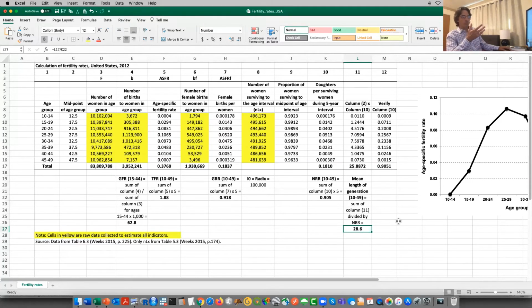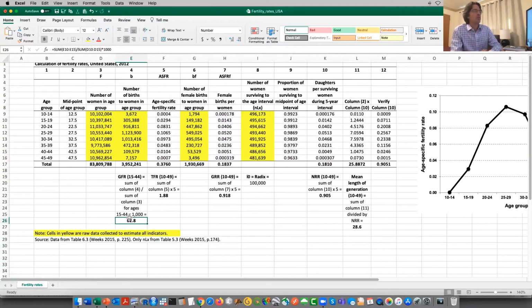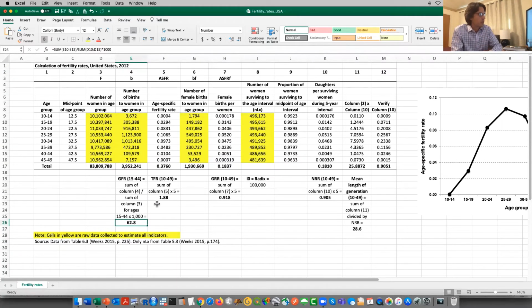Right? And what's important for us to know, if you have this spreadsheet, you can pretty much just enter the numbers in these yellow cells, and the spreadsheet will calculate everything automatically for you. What's important for us is to interpret these results. Out of 1,000 women between the ages of 15 and 44, they are having on average 62.8 births or children. If women were exposed to these specific fertility rates between the ages of 10 and 49, they would have on average 1.88 children.